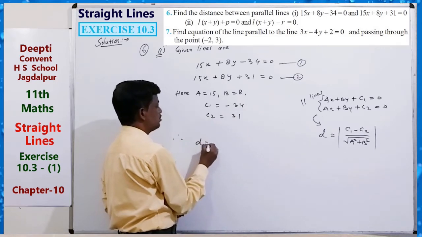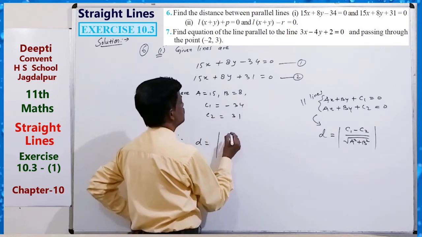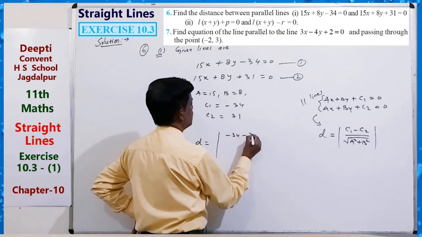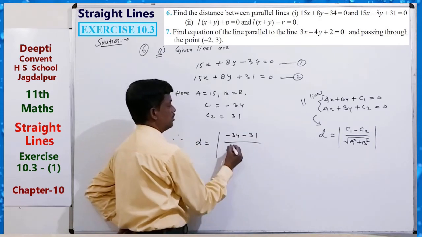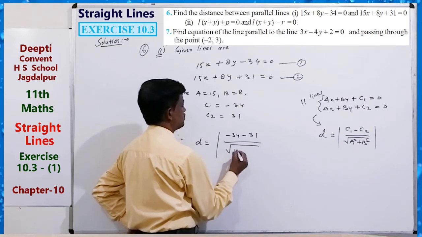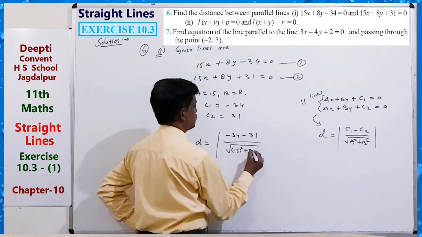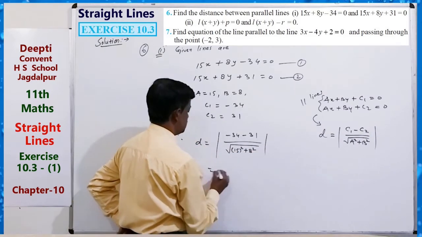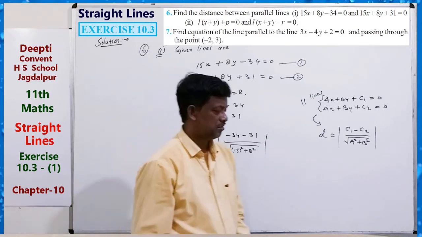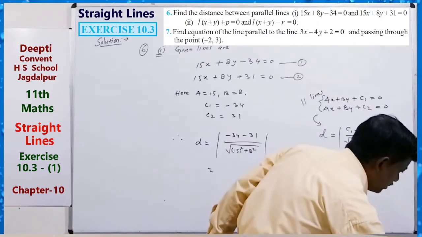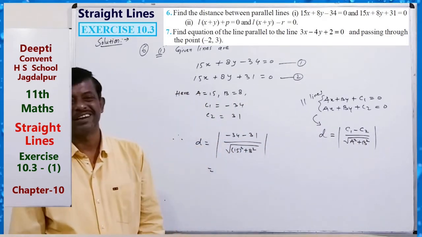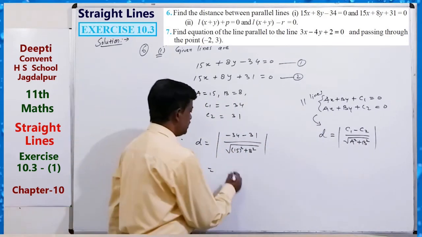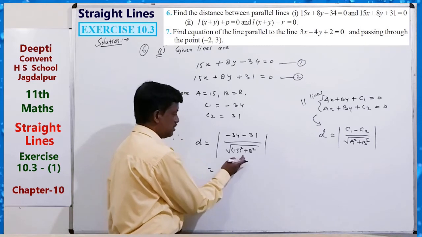Therefore, the distance is equal to what? C1 means minus 34, minus 31, upon root over a square means 15 square plus 8 square. This is the distance. Nothing more here, you just have to solve it. Minus 65 by 17.